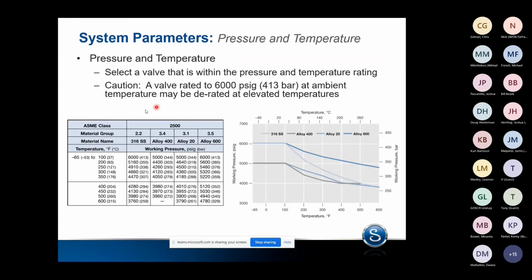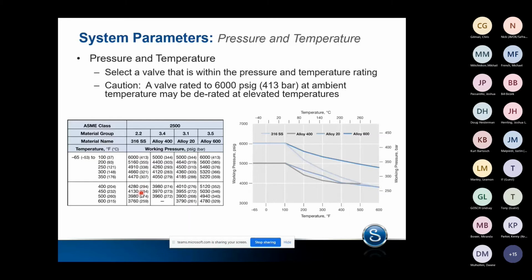The Swagelok literature has published pressure and temperature ratings. We do this in a couple of different ways. Not all valves are going to be shown graphically like this, but for sure, all of our valves are going to be in table form. So what we're seeing is at our lowest temperature, and as we increase the temperature, you're going to see the resulting system pressure that this can handle.